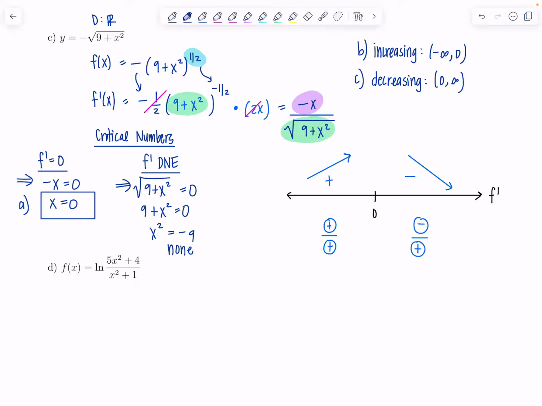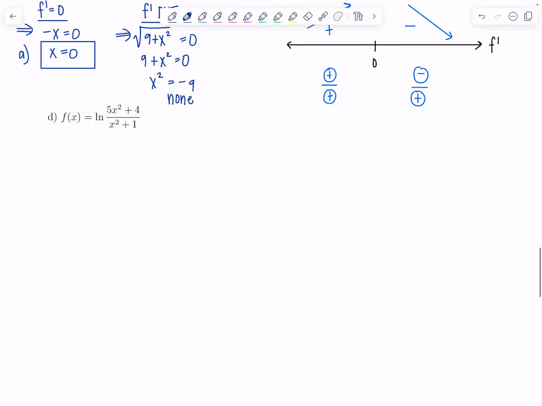Good. I just got a couple more. Example D. F of x equals ln of 5x squared plus 4 over x squared plus 1. Now again, let's think about the domain. For natural log, I can't have any negative values. The argument can't come out to be negative, nor can it be 0. It has to be positive. That's a better way of saying that.